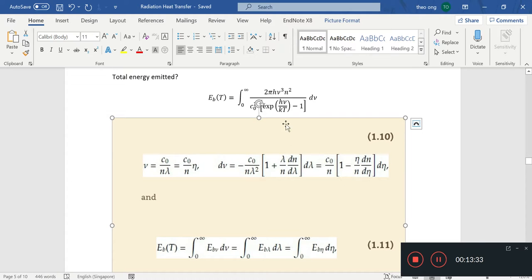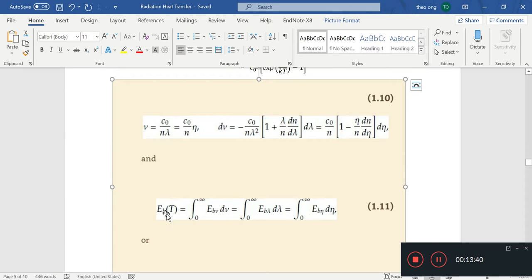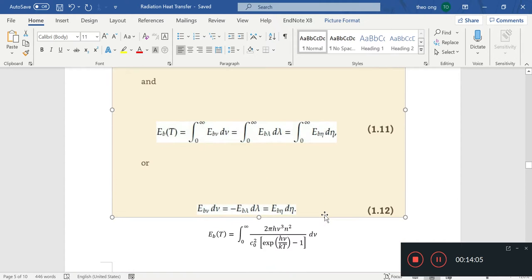Okay, and what is this equation saying here? The total emissive power for a blackbody is the integral of the spectral emissive power for a blackbody over all frequencies, or if you're writing in terms of the wavelength, it is integrated across all wavelengths, or in terms of wave number, which is eta. You just integrate the expression according to these formulas here, for the wave number.